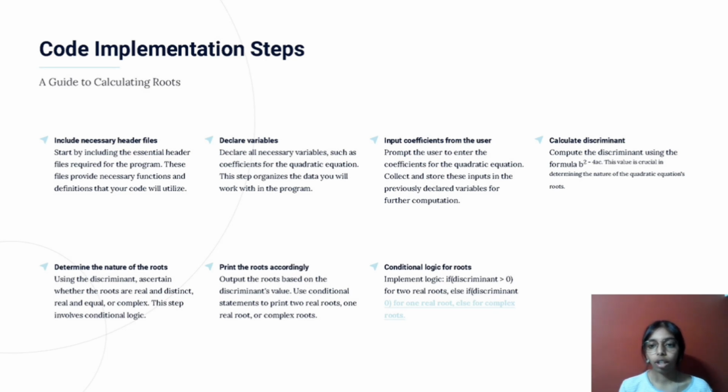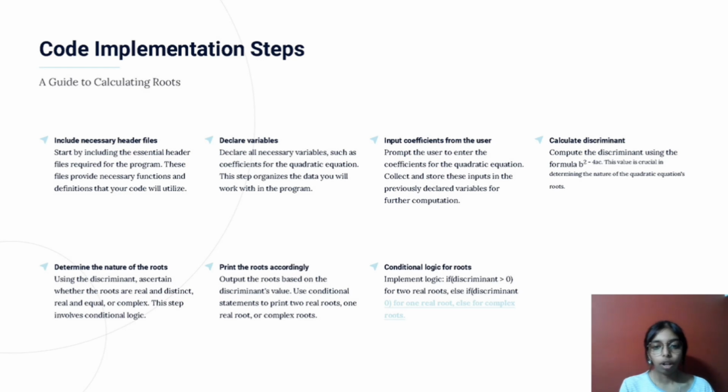This value is crucial in determining the nature of the quadratic equation roots. Determine the nature of the roots. Using the discriminant, ascertain whether the roots are real and distinct, real and equal or complex. Output the roots based on the discriminant's value. Use conditional statements to print two real roots, one real root or complex roots.